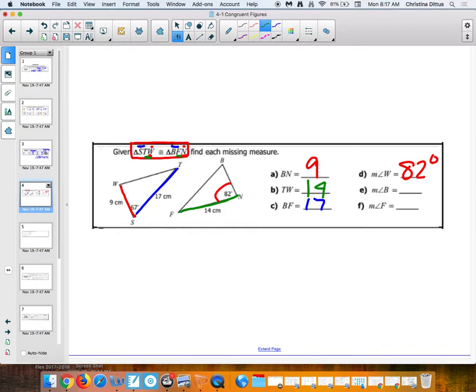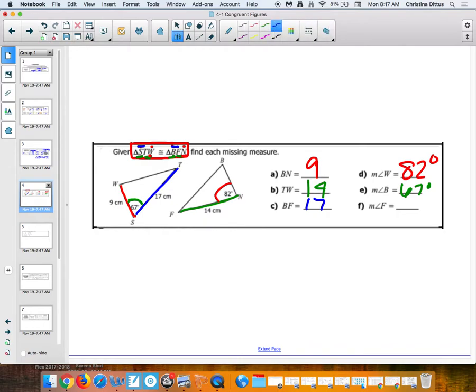We've got angle B. B matches S. S is 67. So how big is B? 67.